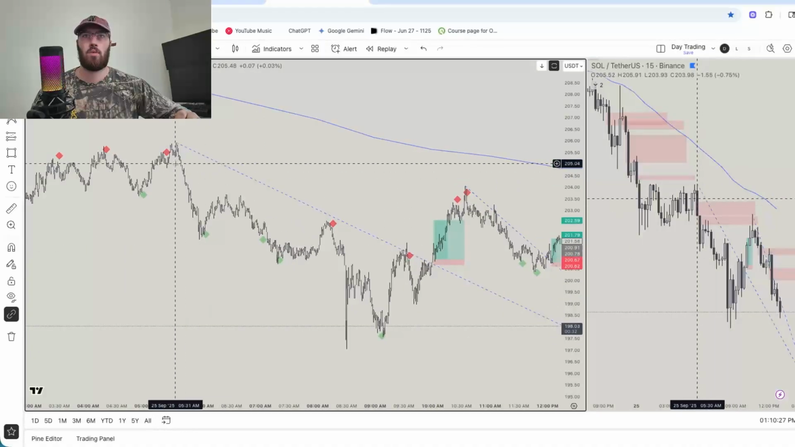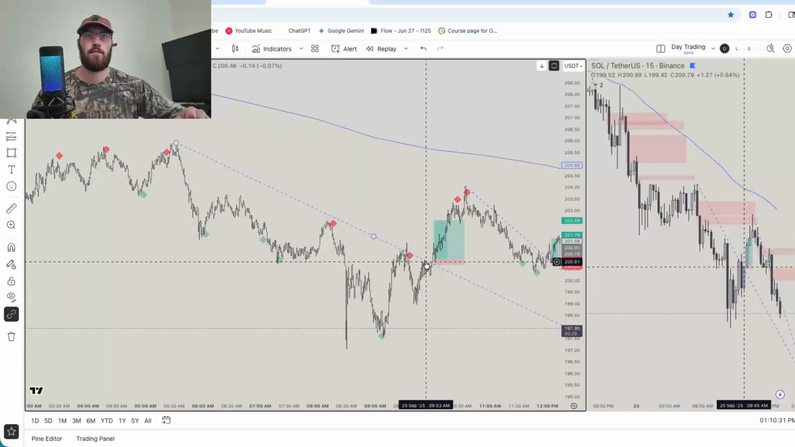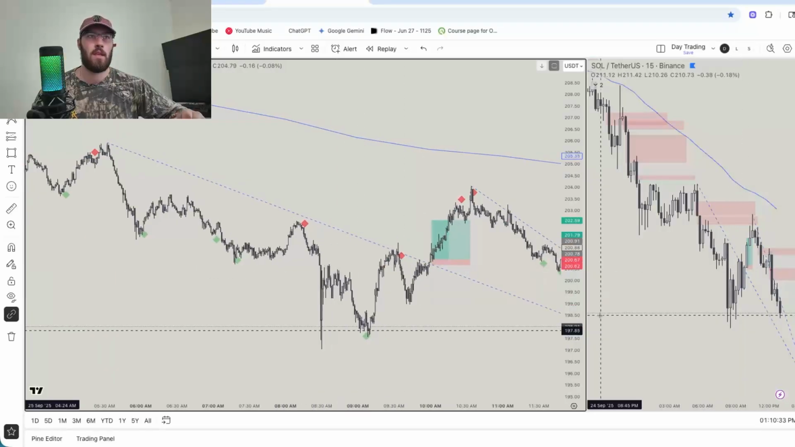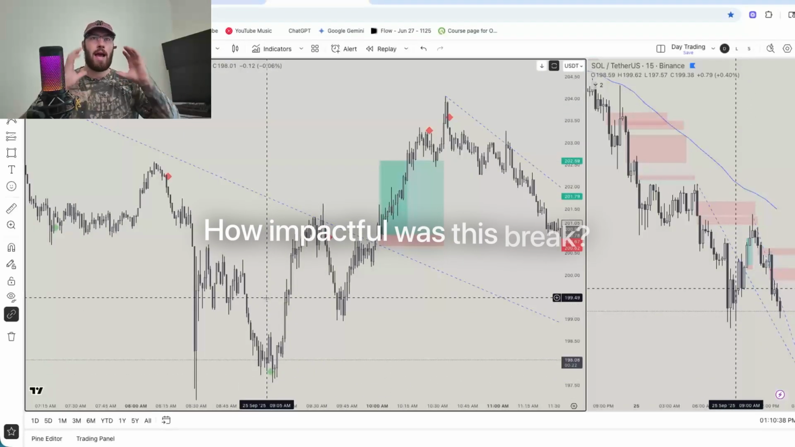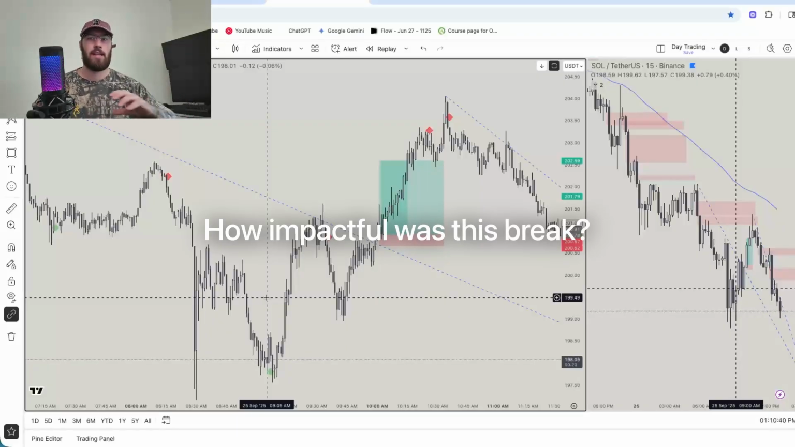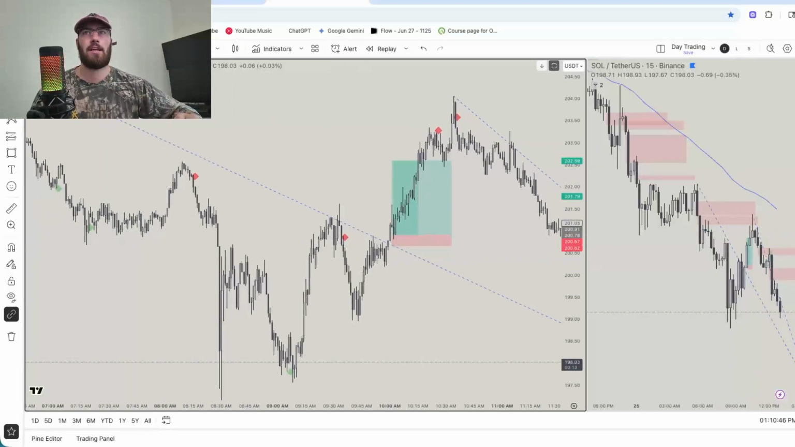Because I jumped over to the 1 minute, I saw we had a good trend going here. We have 1, 2, 3, 4 touch points before we break it. Now that we break it, I want to go back through and look: how impactful was this break? Did it show separation from that trend, or was it a weak break that wanted to continue on its path and I just had the wrong trend line drawn?